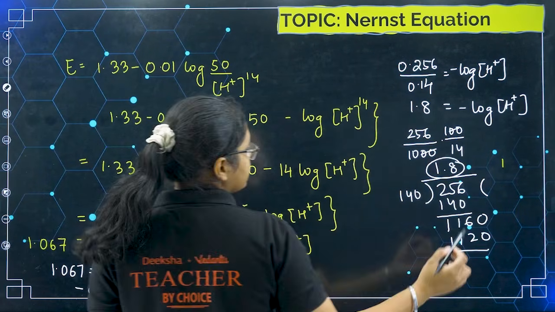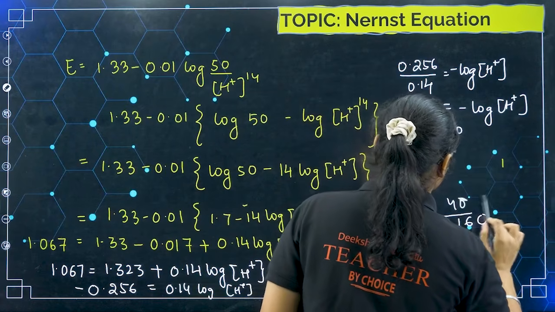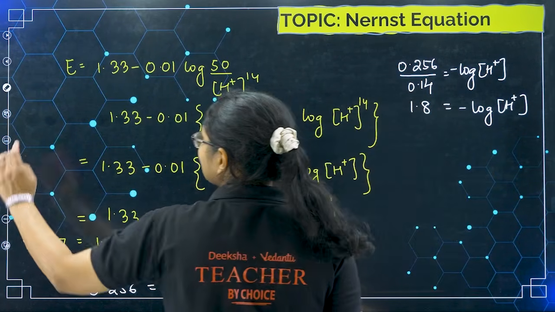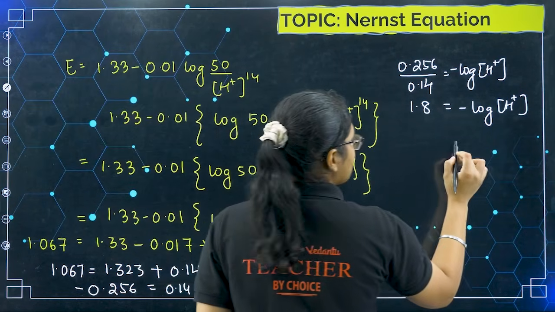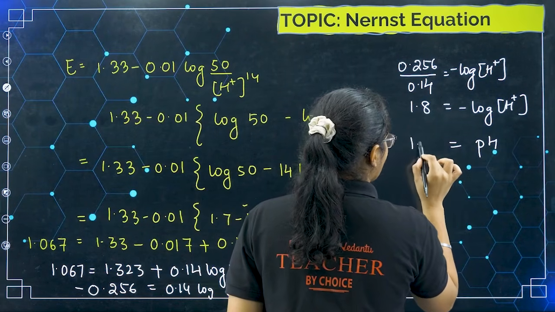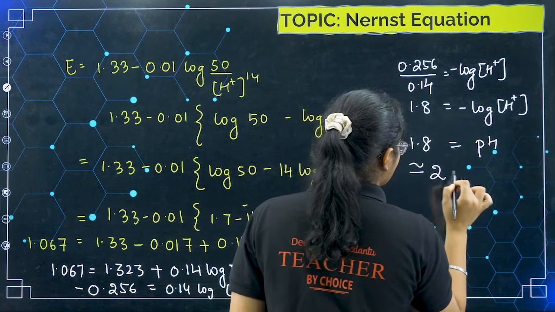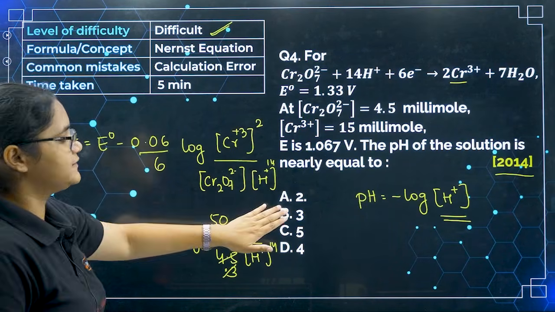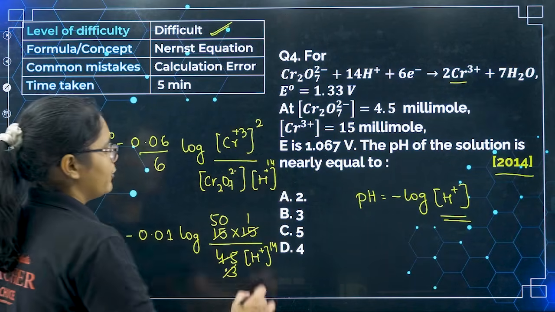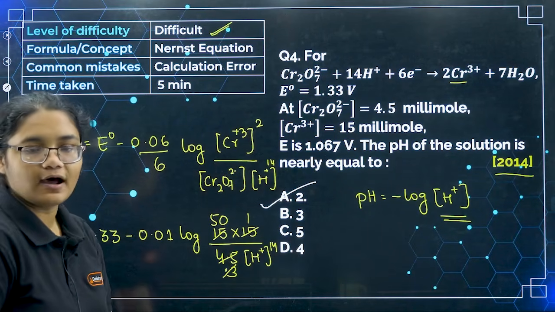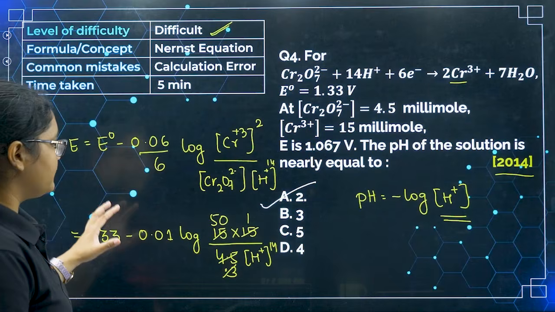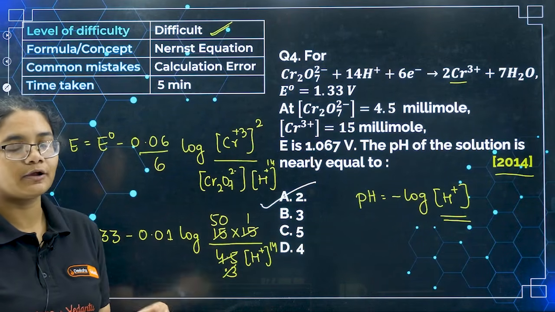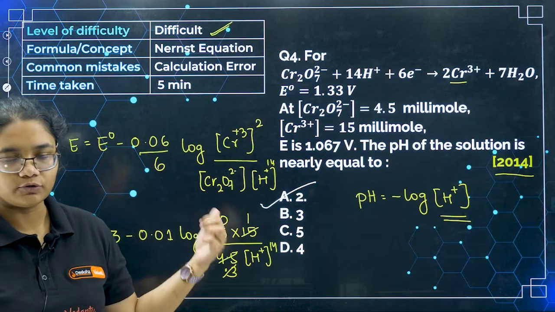Now I told you this minus log of H plus is what? That is nothing but pH value, right? This minus log of H plus is nothing but pH value, 1.8, which can be rounded off to 2, right? So now if I see my options, it is nearly equal to 2. So option number A is the correct answer. I hope you got it. A little bit lengthy question, but yes, there will be certain questions in physical chemistry which will require some time. You have to give that time to those questions.